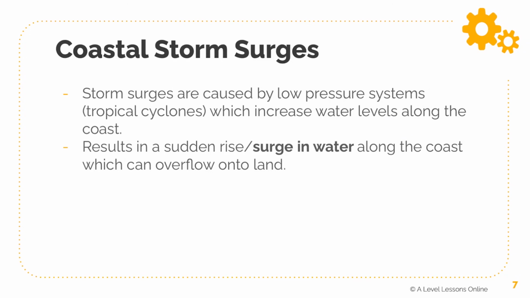Alright, the next one is coastal storm surges. You've not really heard of this before. Storm surges are essentially low pressure systems, so they are basically like cyclones, whereby it increases water level along the coast. So it is actually very, very close to the coastal areas, and it's kind of like a depression that occurs right above the seawater.